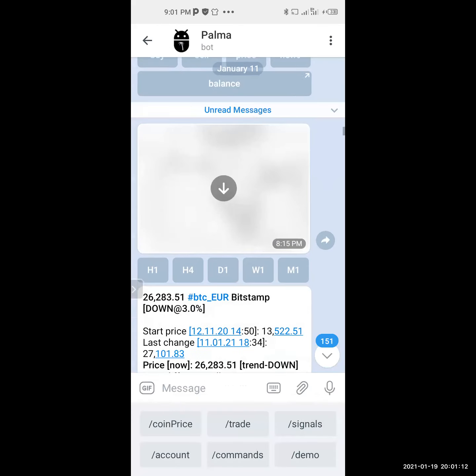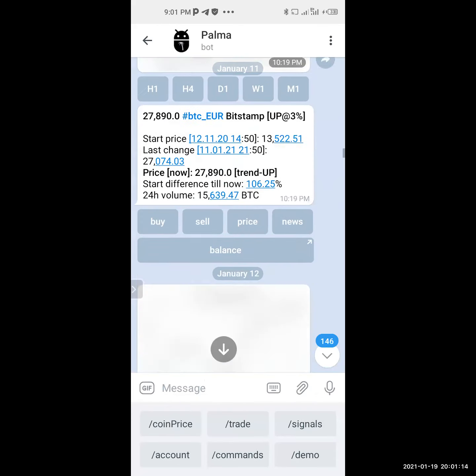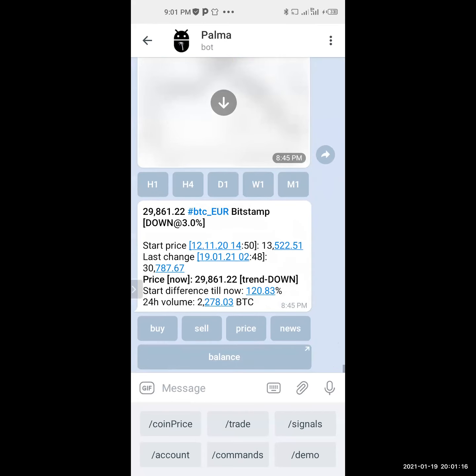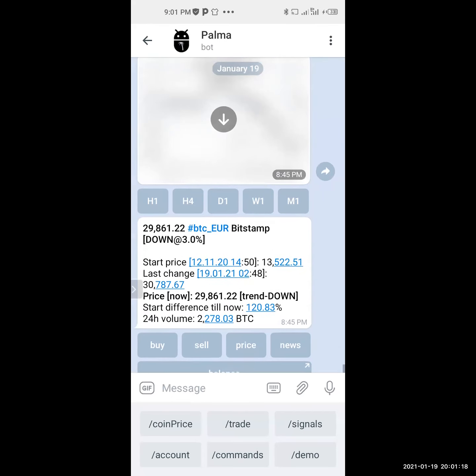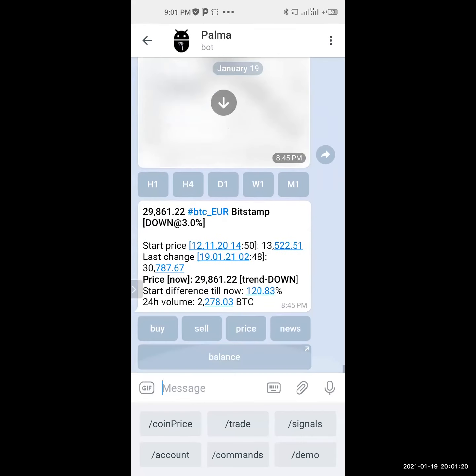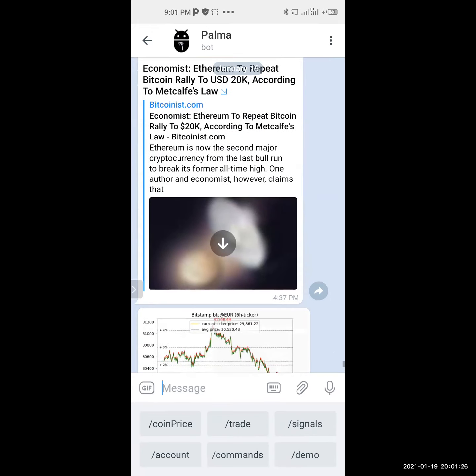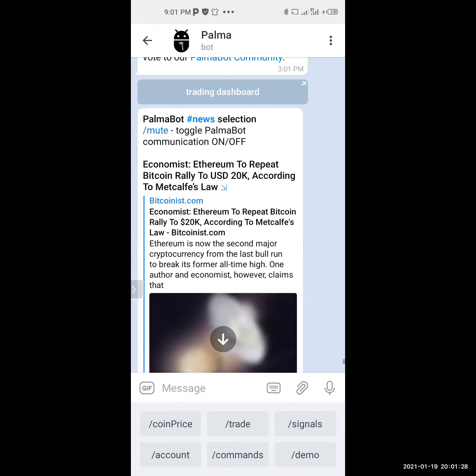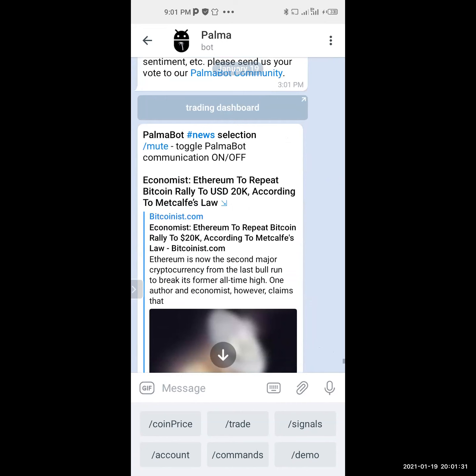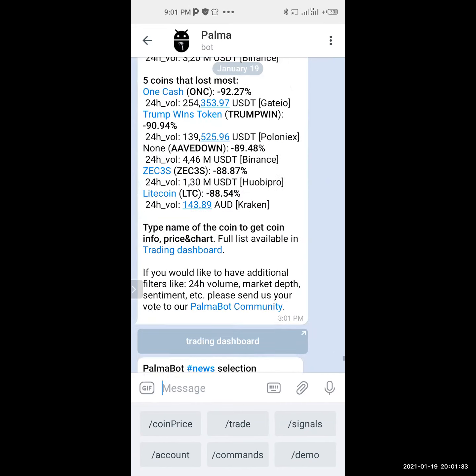Now, this is the bot. It's a bot, but it's also a complete exchange. It's called Palmer bot. You can get notifications about stuff. Now look at news. You can get news as it's happening in crypto.